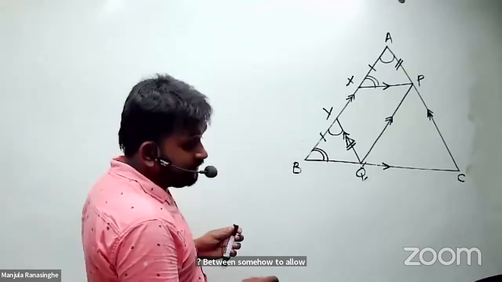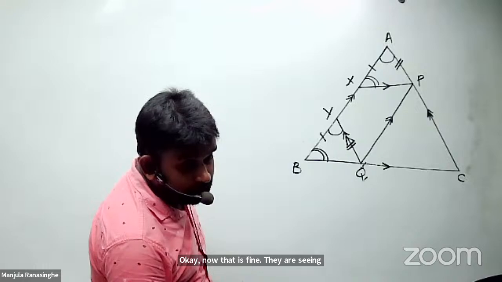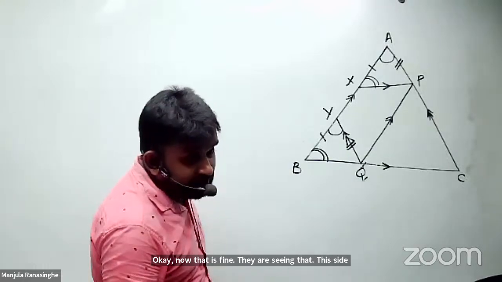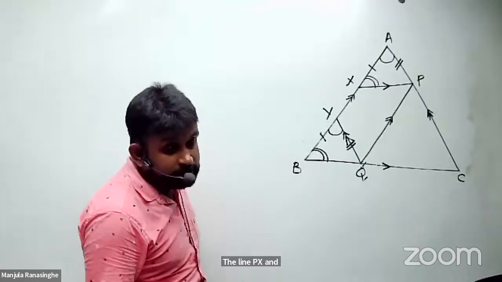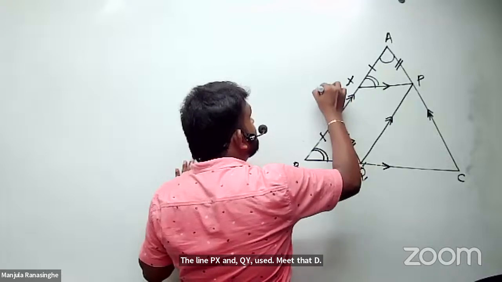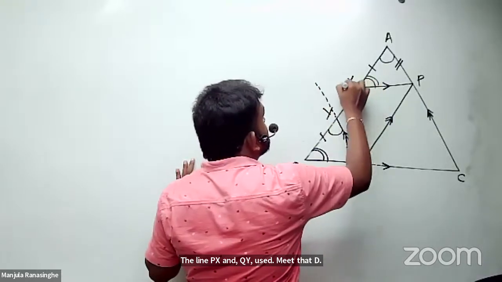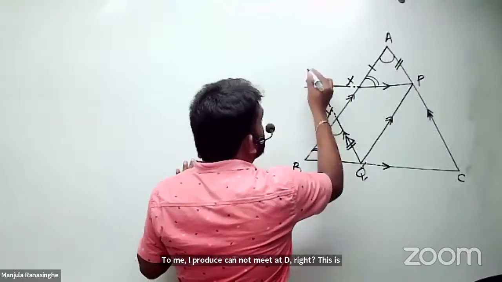Okay, now that is fine. They are saying that this side is produced. The line PX and QY produced meet at D. So we produce them to meet at D. Right. This is produced and this is produced. So they meet at D. Right.